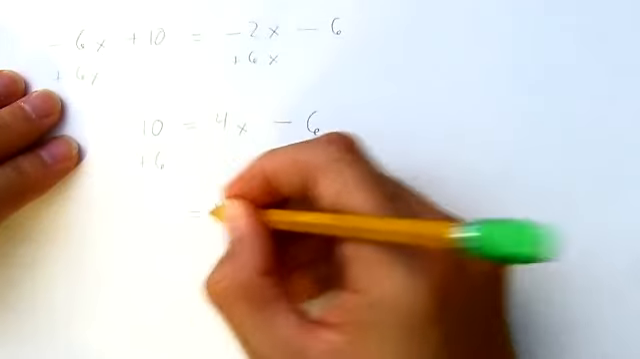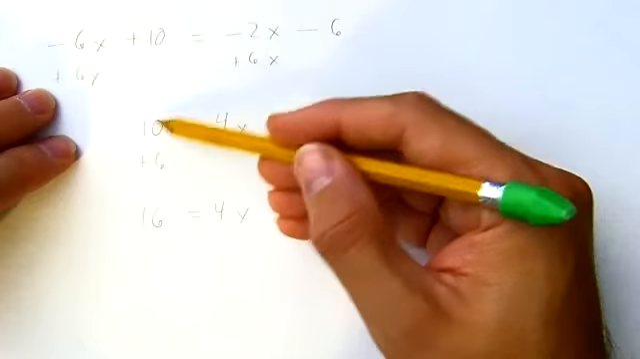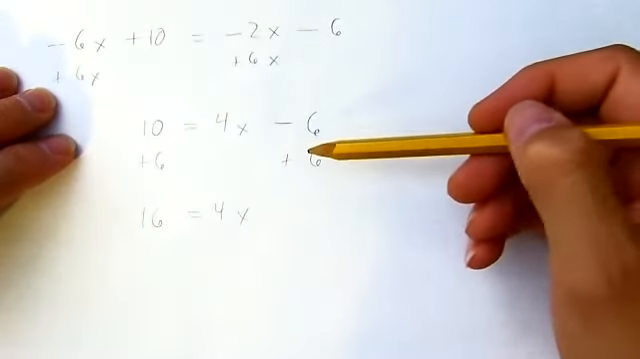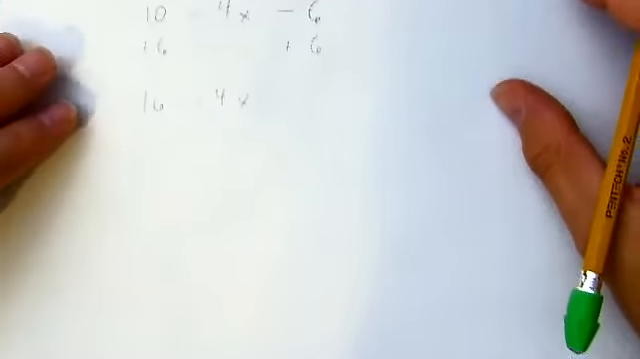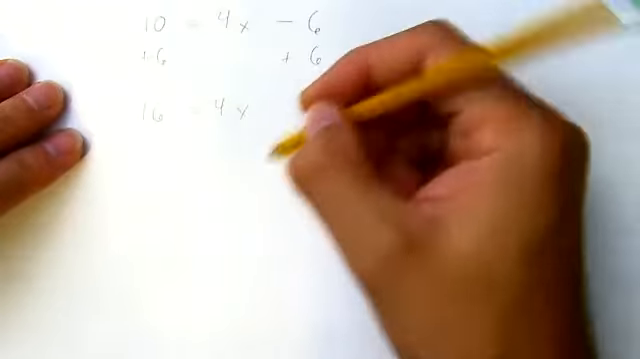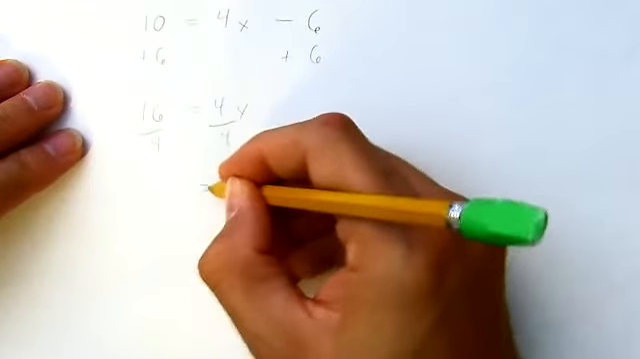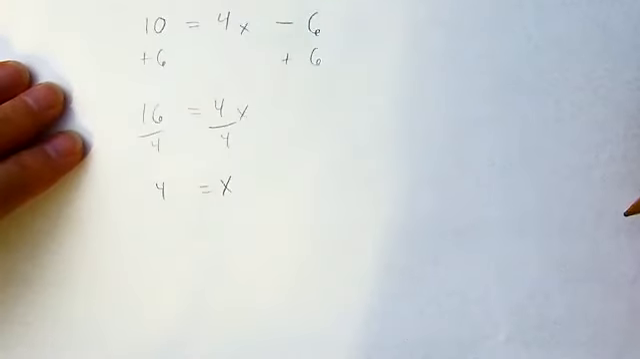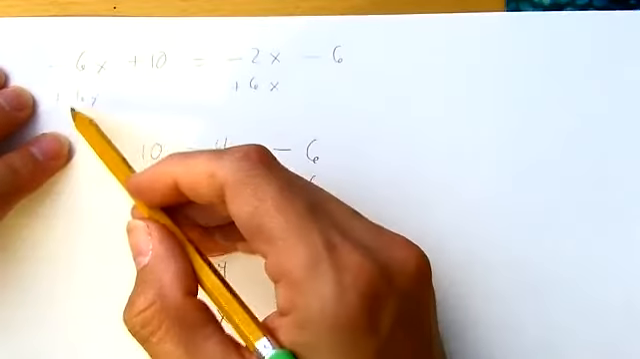A lot of times when people come to that point, they'll think, well, I need to get rid of the 10, and so they'll subtract 10 from both sides, and then they're lost. You always work with the side that's got the variable on it, not the side that's just got a number over there. So last step, divide by 4. X equals 4.